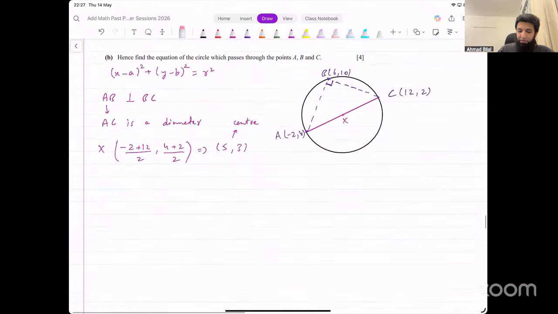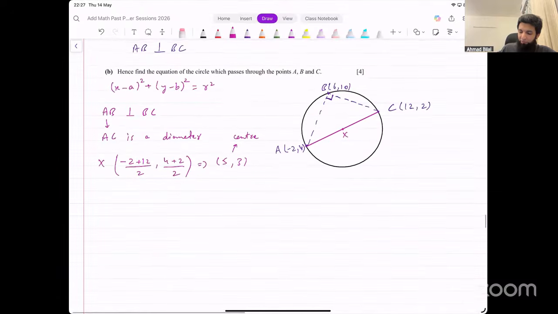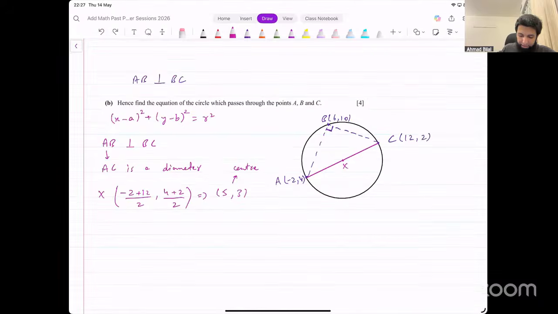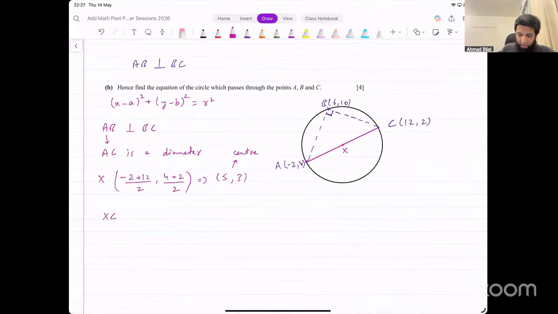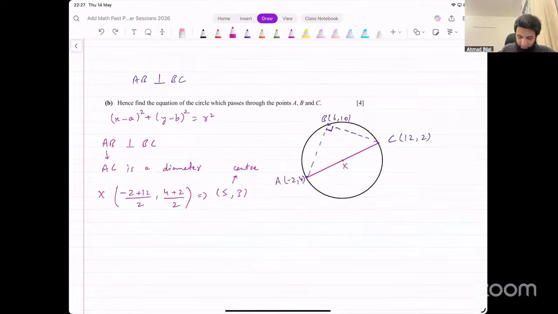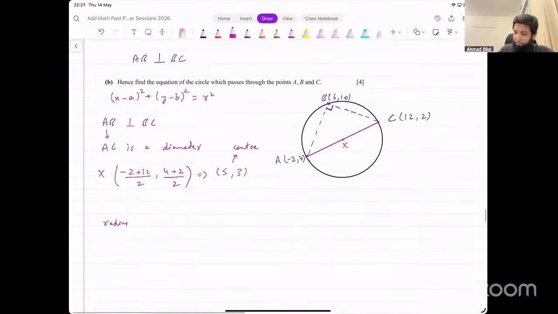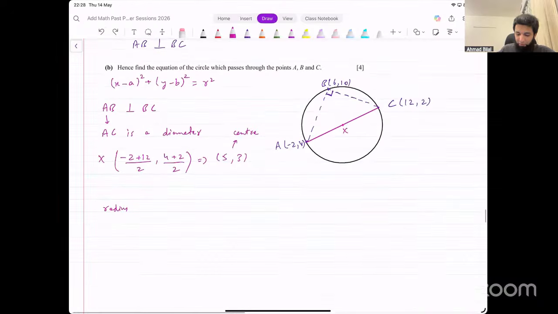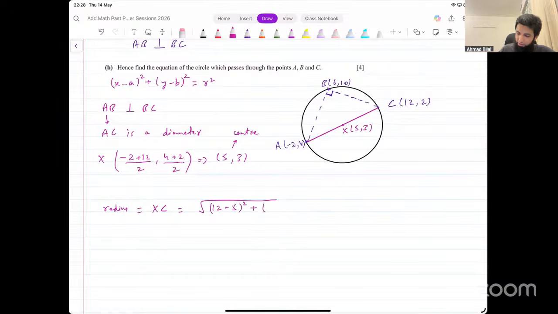Now, once we've got the center of the circle, finding the radius is straightforward. Find the distance of X from any of those points. I can say XC, for instance. That may be one way to find the radius. Or find AC and divide that by 2. Any of them would work. Let's just find XC directly. What would that be? Square root of (12 minus 5) whole squared plus (2 minus 3) whole squared. The center is 5 and 3.